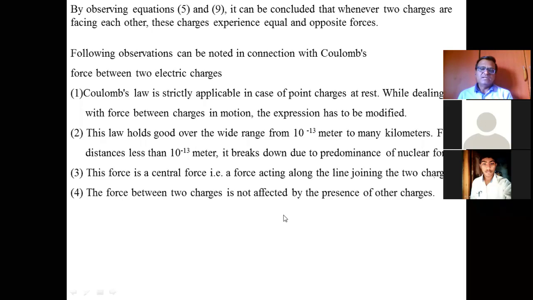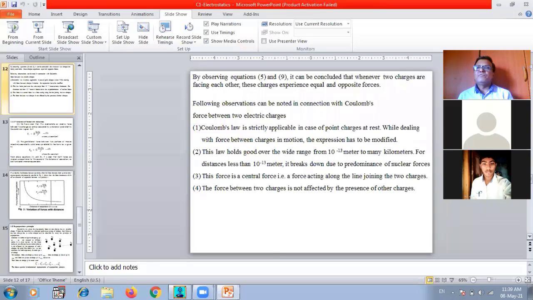Okay, now let us stop here. We have completed the definition of Coulomb's law and the vector form of Coulomb's law. Now let us stop here and next time we will continue.